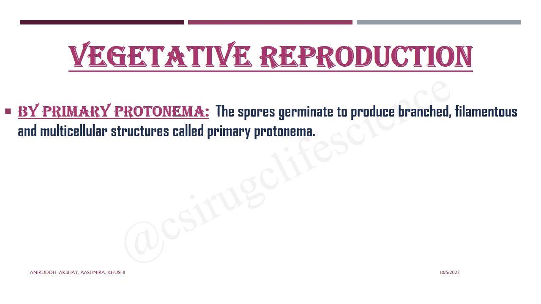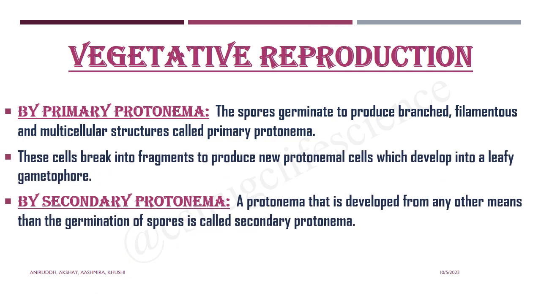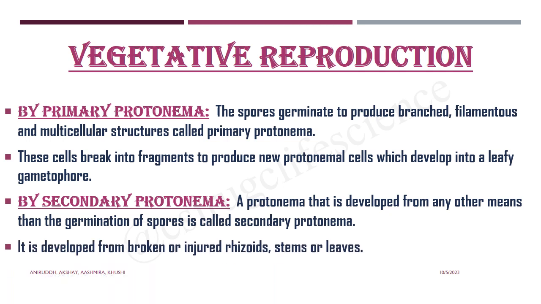Primary means the spore germinates to produce a branched, filamentous, and multicellular structure called primary protonema. These cells break into fragments to produce new protonemal cells, which develop into a leafy gametophore. By secondary, we mean a protonema that is developed by any means other than the germination of a spore. This is called secondary protonema. It is developed from broken or injured rhizoids, stems, or leaves. It can give rise to a whole new gametophore.